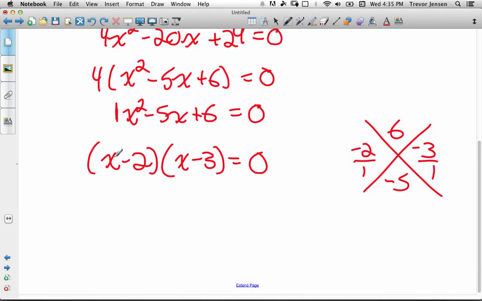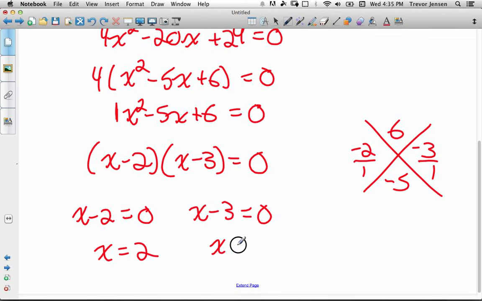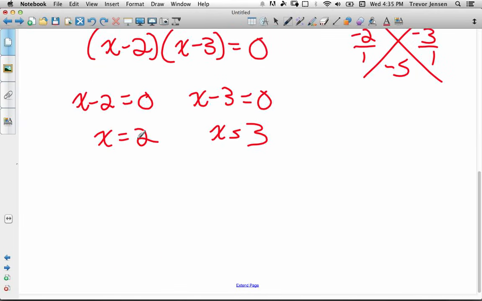Then if we want to finish solving, set both of your factors equal to 0, and then solve each of the equations. So x could be 2, x could be 3. That means there's 2 points of intersection. They intersect when x is 2 and when x is 3.